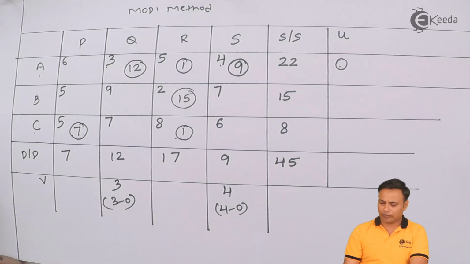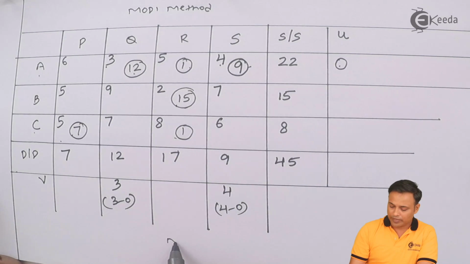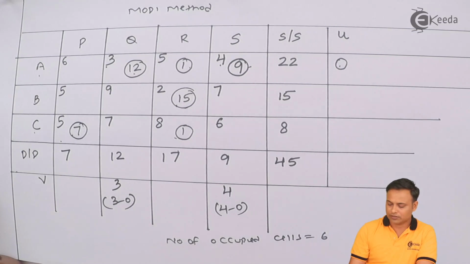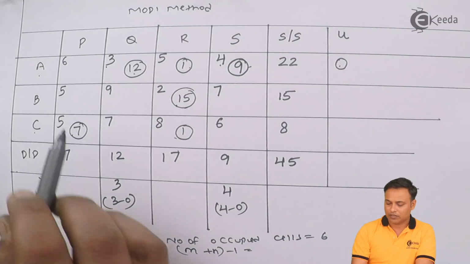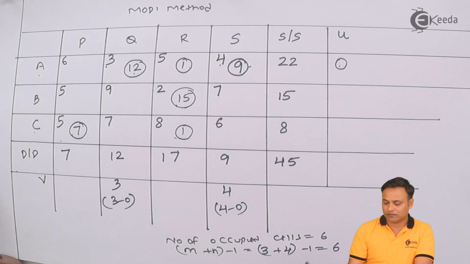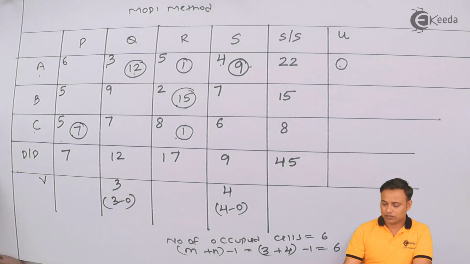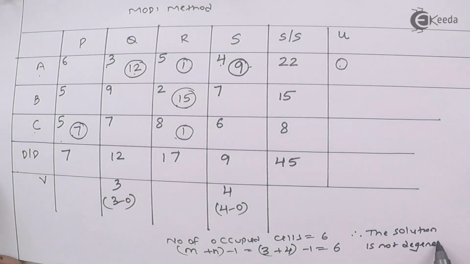Let's check the number of occupied cells: 1, 2, 3, 4, 5, 6. So my number of occupied cells is 6. The number of rows plus columns minus 1: the number of rows is 3, the number of columns is 4, minus 1, that is 6. That means the solution is not degenerate.